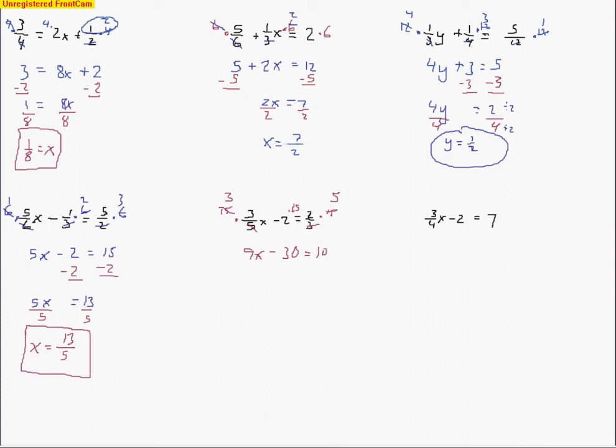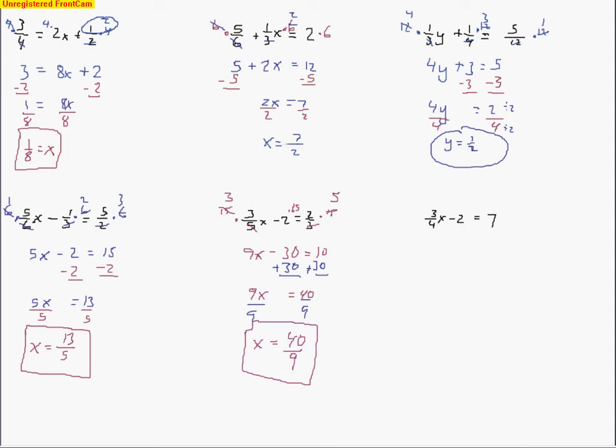So from this point, we're going to add that 30 to both sides, leaving us with 9x equaling 40. And so from this point, we just have that one step of dividing by 9 on both sides, and we'll have our answer. So in this case, we have x equals 40/9. So I'll let you leave it as an improper fraction. I'm fine with that. Just make sure it's reduced, which this one is.